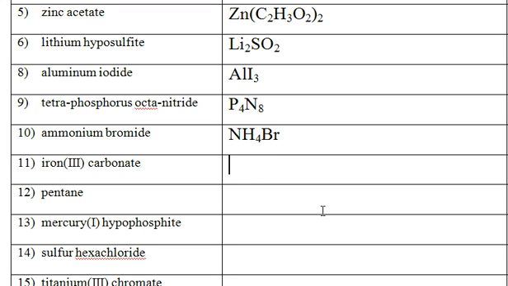Iron 3 carbonate, we have an ionic compound, and we have a metal that has more than 1 charge, and I've indicated that charge for you in this case. Iron has a +3 charge, and carbonate, a polyatomic ion, has a -2 charge. So that means that we're going to need 2 irons. And then the carbonate, we're going to need 3 of those to balance out the charges here.